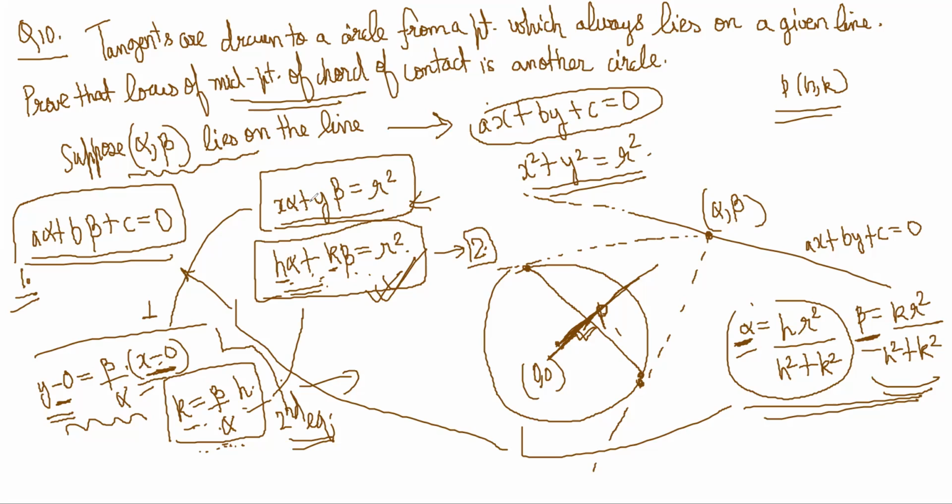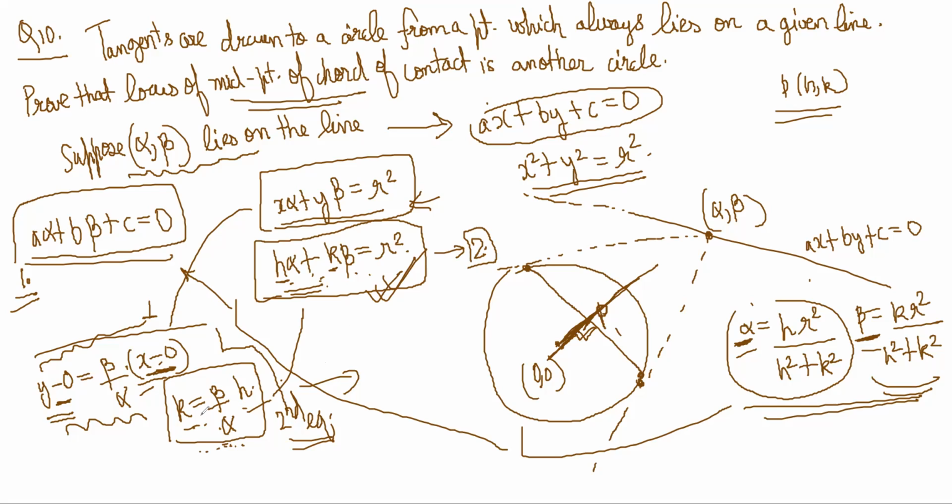Right. So this line passes through the midpoint of the chord of contact. So h comma k will lie on this. So you get k is equal to beta by alpha times h, right? Yes, correct. k is equal to beta by alpha into h.